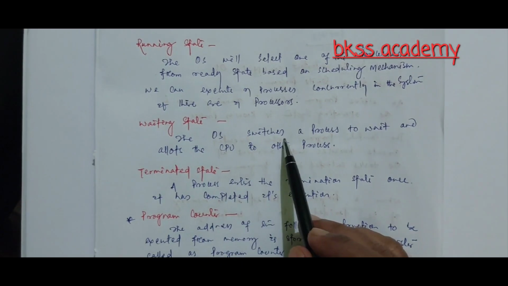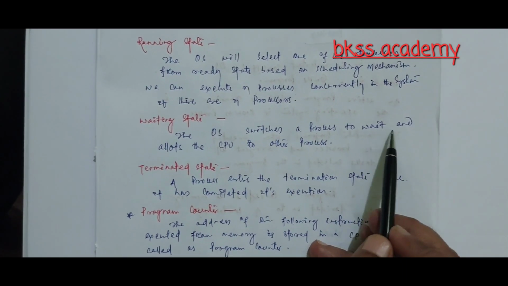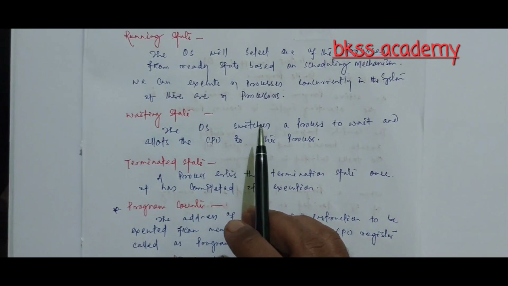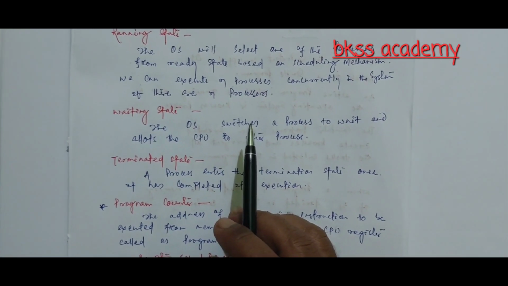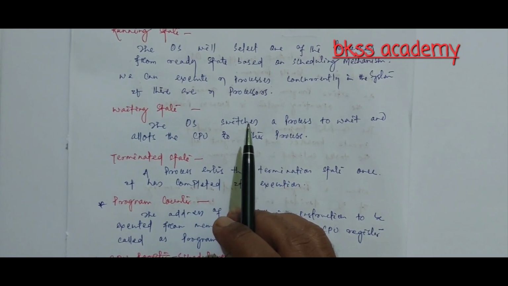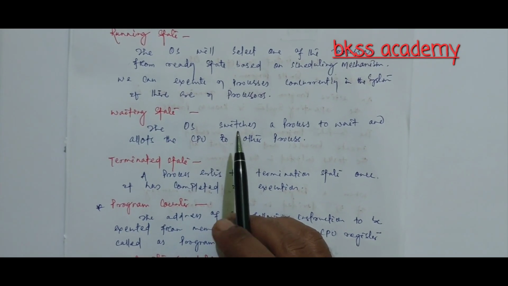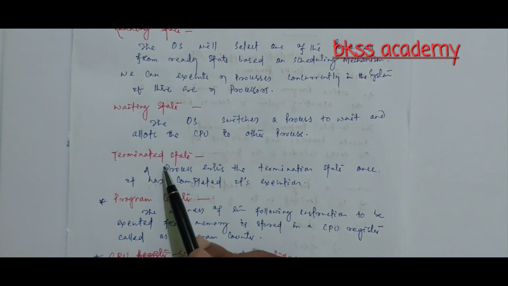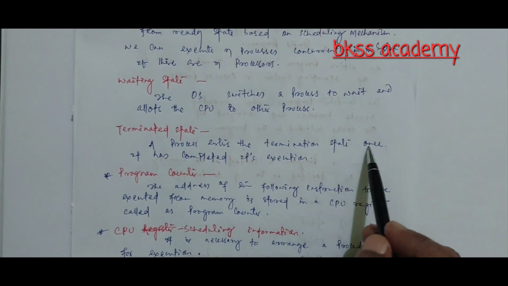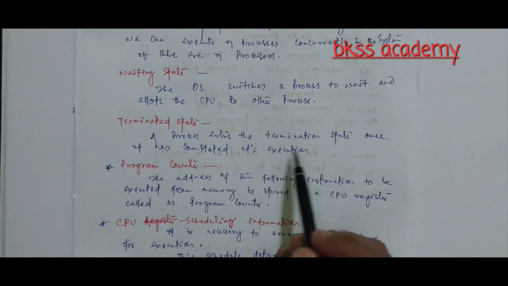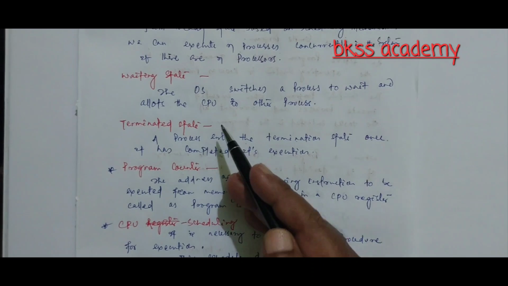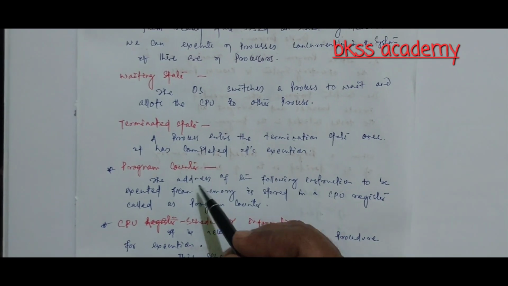Waiting state: the OS switches a process to wait and alerts the CPU to another process. If the processor is processing a process and in between another process comes, then that will go to the waiting state. Terminate state: a process enters the terminate state once it has completed its execution. When its job is over, it enters the terminate state.